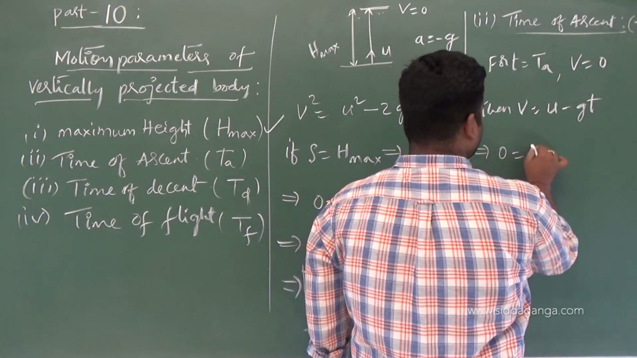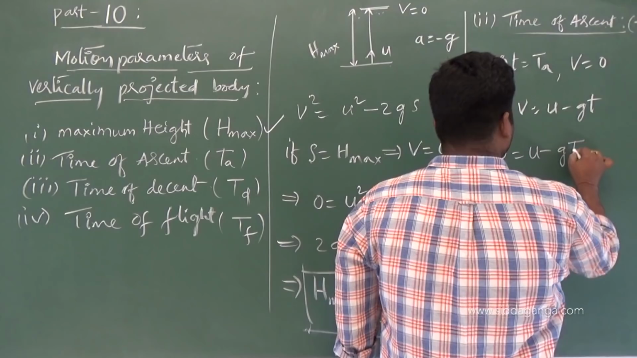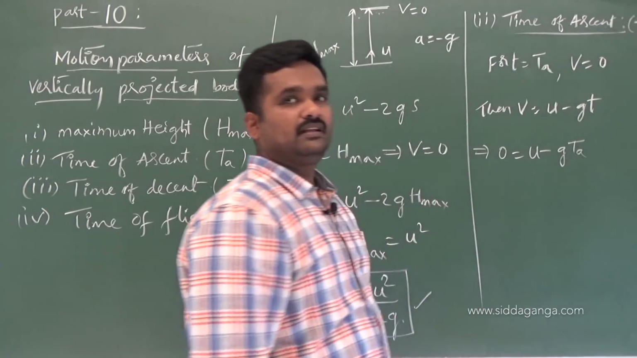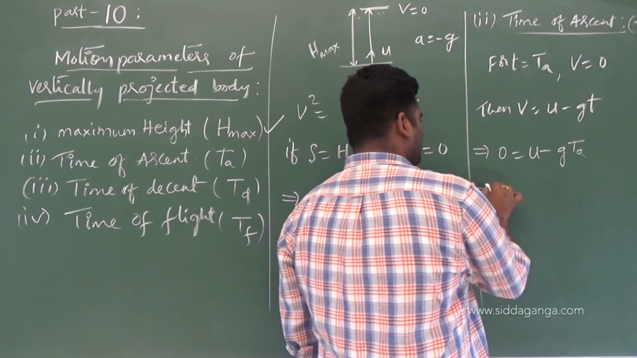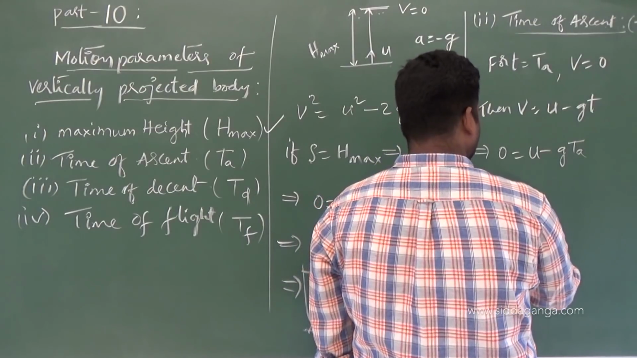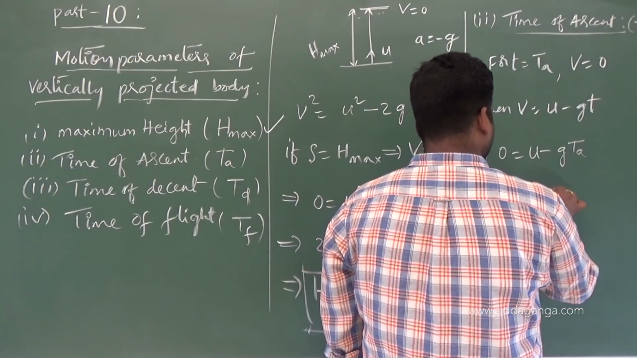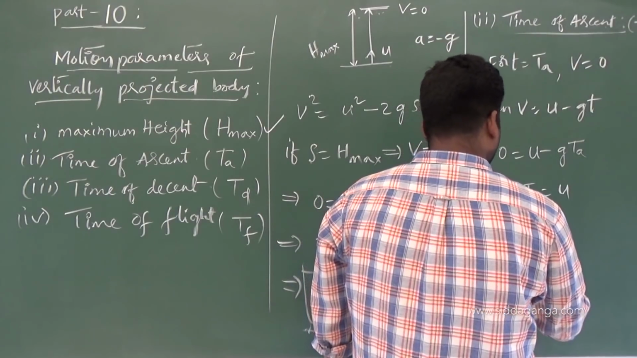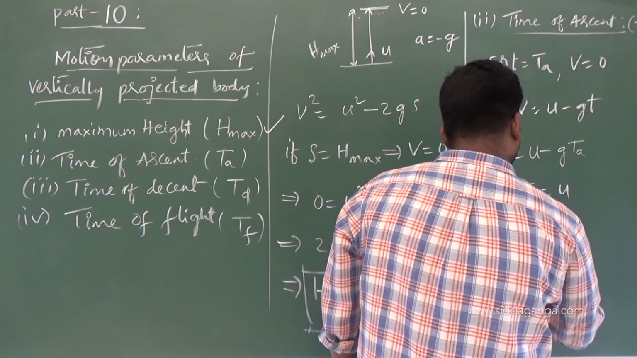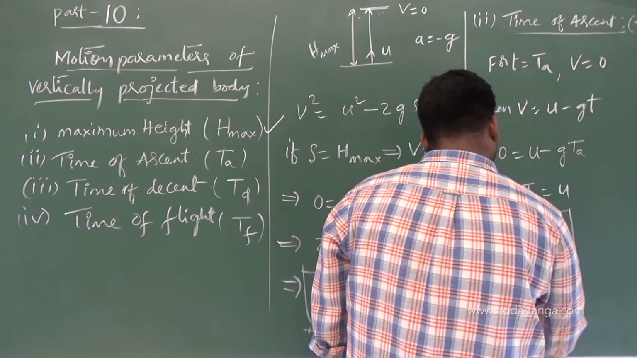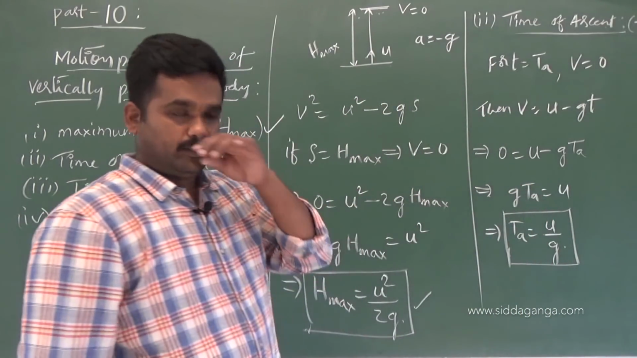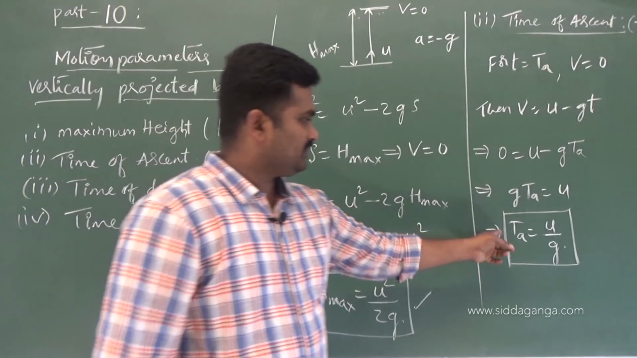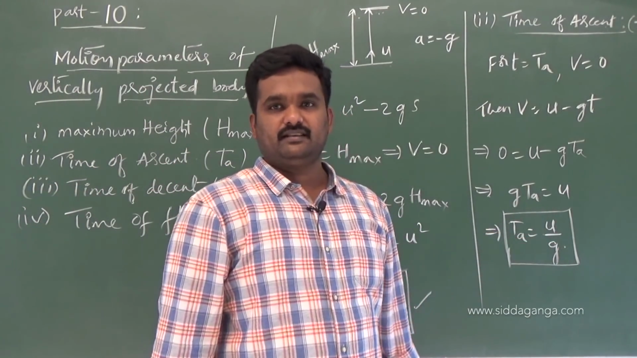What you will get? 0 equals U minus G into time of ascent. Or I can write this as G into time of ascent equals U, so the expression for time of ascent will be equal to U by G. This is the formula to find time of ascent: U by G. This is the expression.